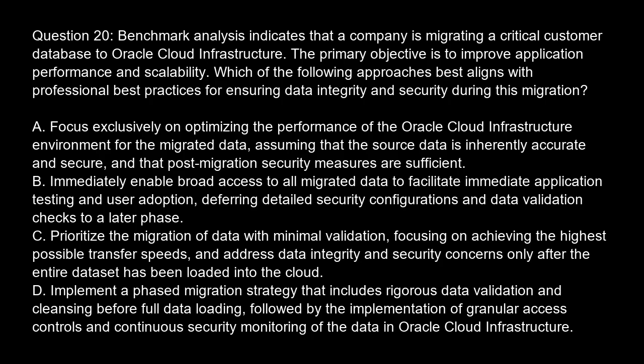Option C. Prioritize the migration of data with minimal validation, focusing on achieving the highest possible transfer speeds, and address data integrity and security concerns only after the entire dataset has been loaded into the cloud. Option D. Implement a phased migration strategy that includes rigorous data validation and cleansing before full data loading, followed by the implementation of granular access controls and continuous security monitoring of the data in Oracle Cloud Infrastructure.